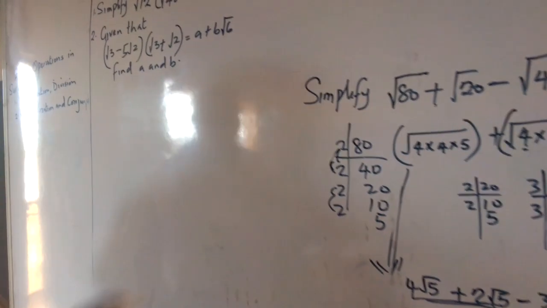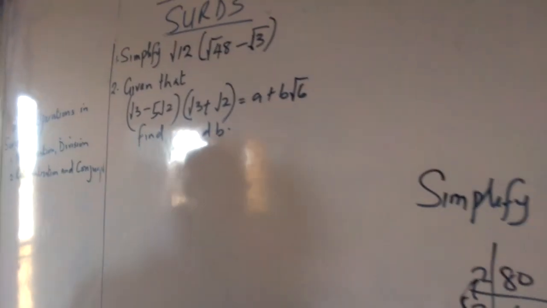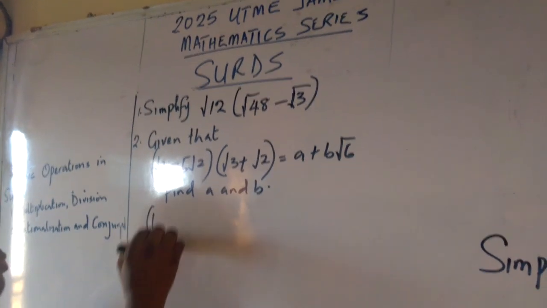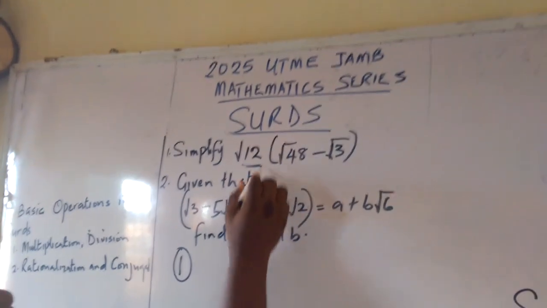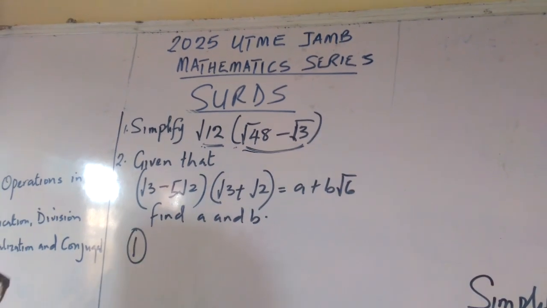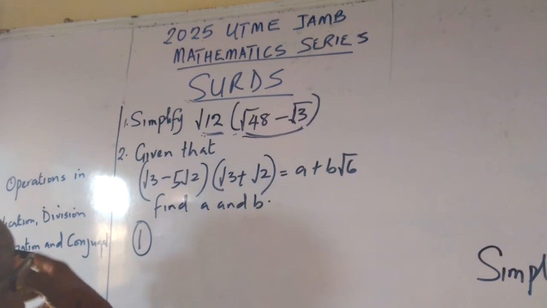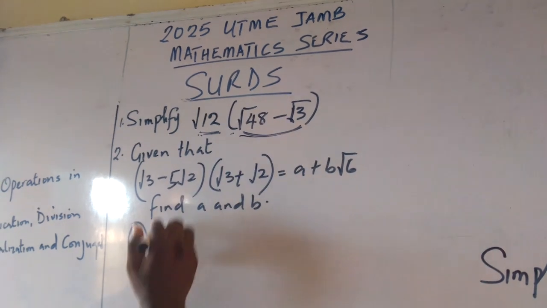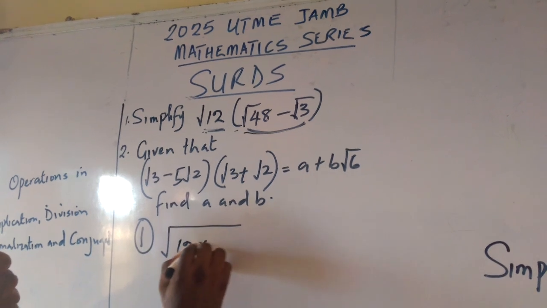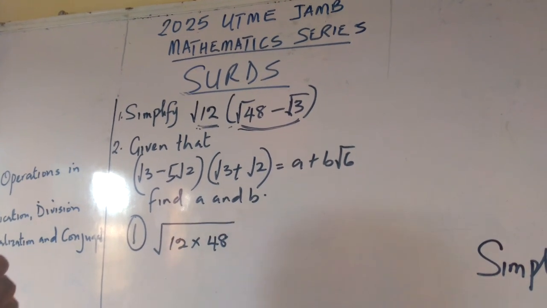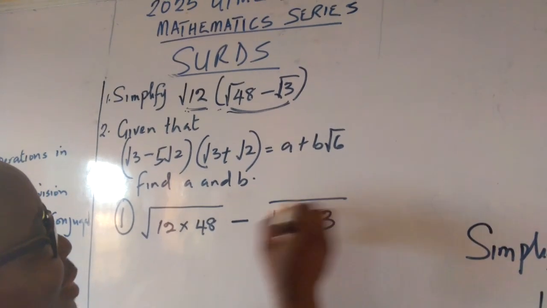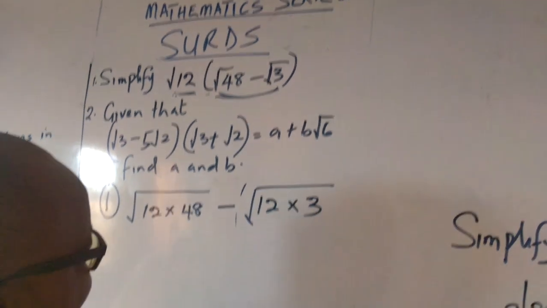Now, look at these simple surd expressions as we solve them one after the other. Let's look at the first one. You can see that root 12 here, there is an open bracket here. We'll use the root 12 to multiply everything in this bracket. So I will have root 12 times 48, minus root 12 times 3. Is that taken?